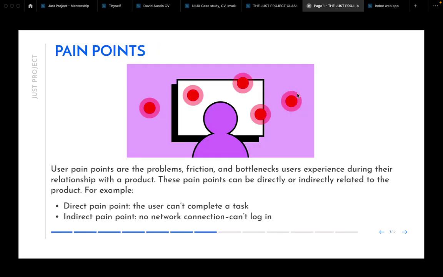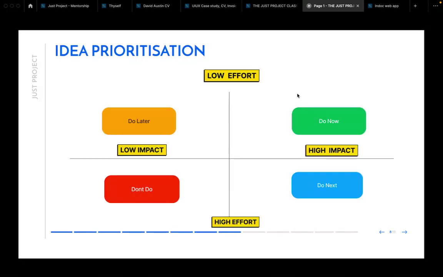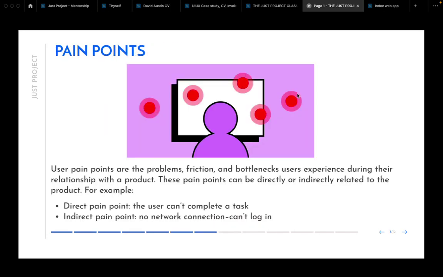Then from the pain point, you put it into a different section in a field. Then you move into the idea. Now, these pain points are problems that your users are actually facing. So you as a researcher, you are born to solve this user problem. That's what you are here for.